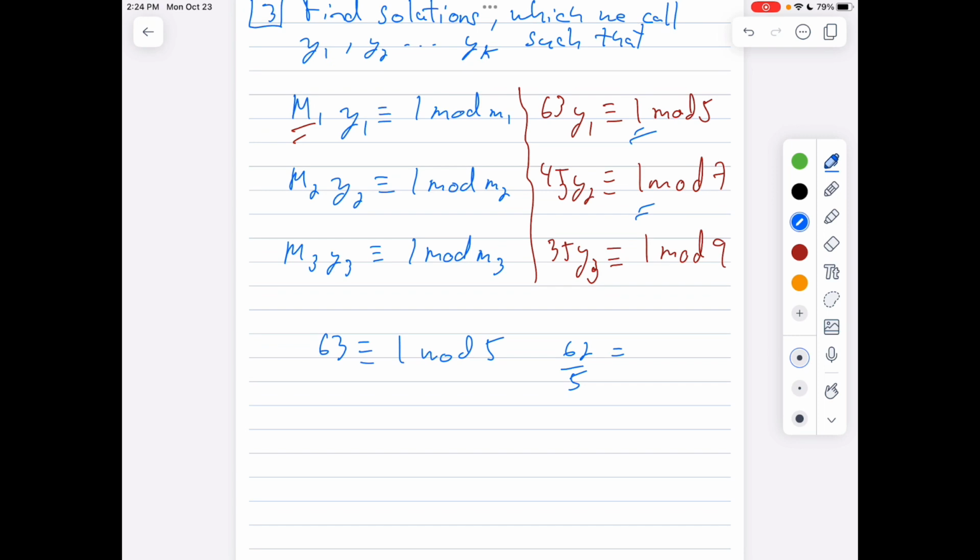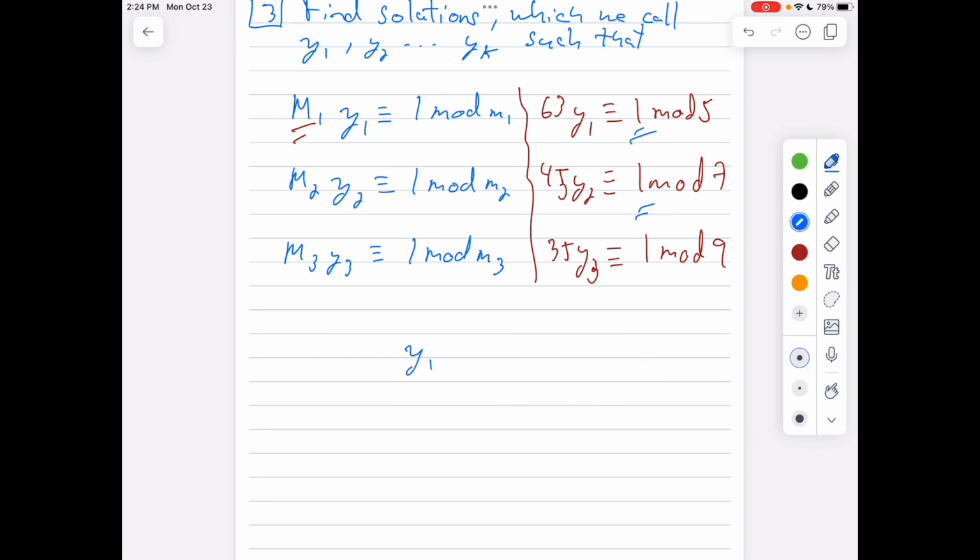So how about maybe 2? 63 times 2 is 126. Is 126 congruent to 1 mod 5? Yes, it is, because 126 minus 1 is 125, and 5 goes into 125 25 times. So that's what I mean by inspection. You're just trying some numbers out. Now, these numbers can be positive or negative as well.